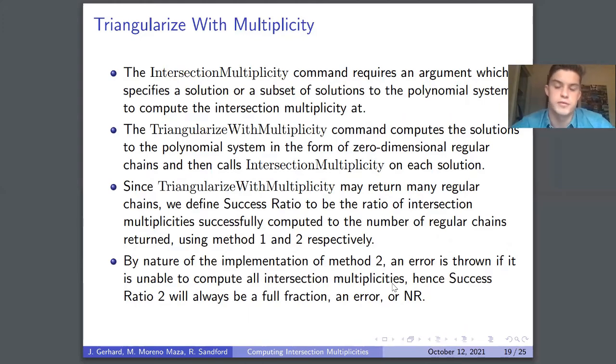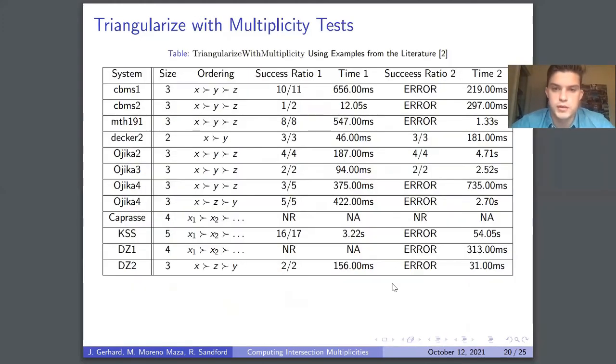It won't say we computed one branch, but we can still see the utility here. So here we have 10 out of 11, 1 out of 2 for that first input system, which we previously failed on. Then the new algorithm is able to compute almost all of the other ones except for the bad ordering until you switch the ordering around.